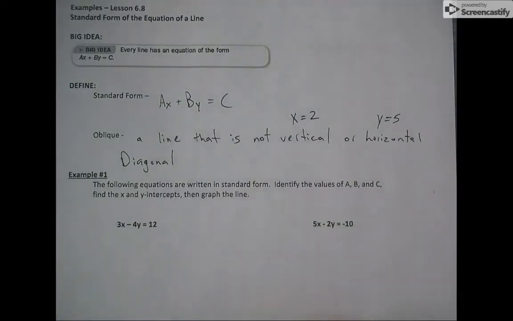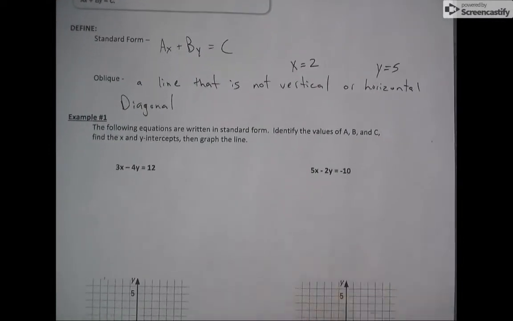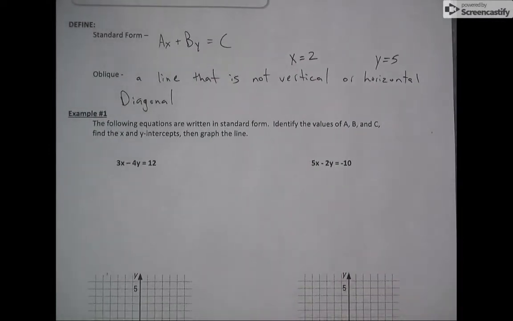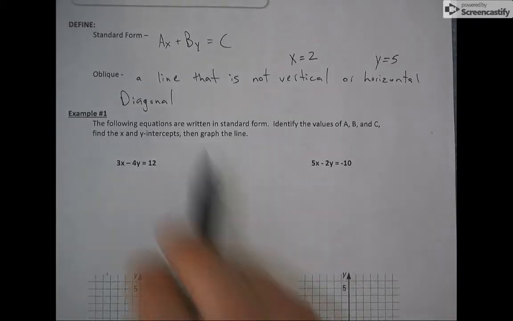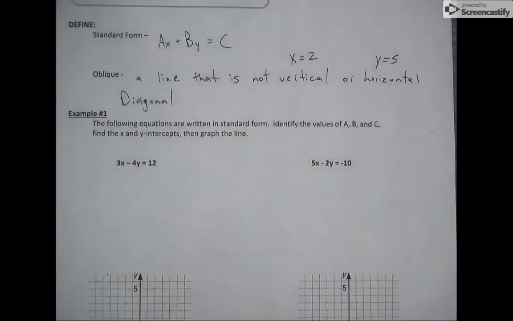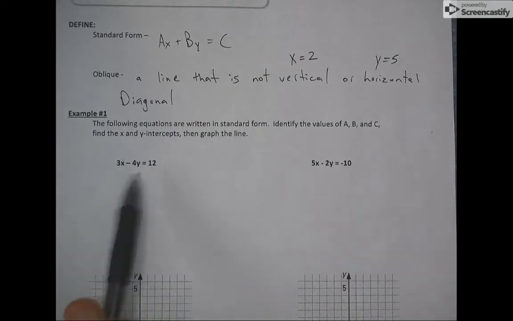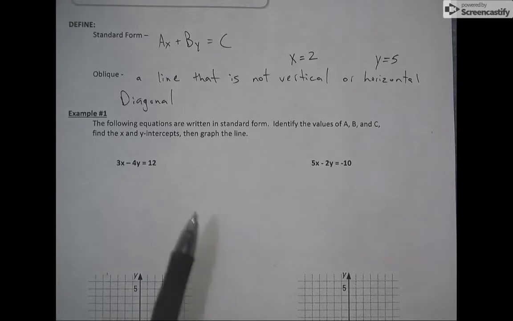All right, so let's slide down to example number 1. The following equations are written in standard form. We're going to identify the a, the b, and the c. We're going to find the x and y intercepts, and then we're going to put it on the graph using those intercepts. So instead of putting this into y equals mx plus b form, which we could, and using that to graph, we're going to use our x and y intercepts to do so.